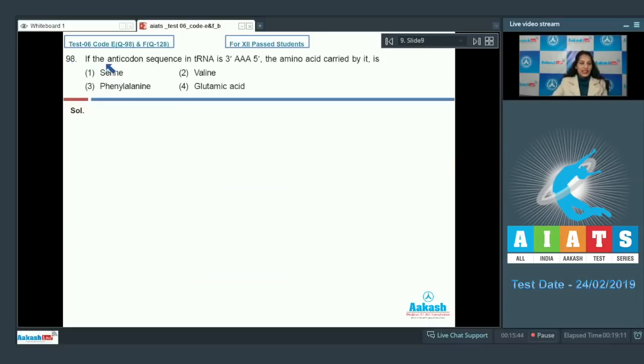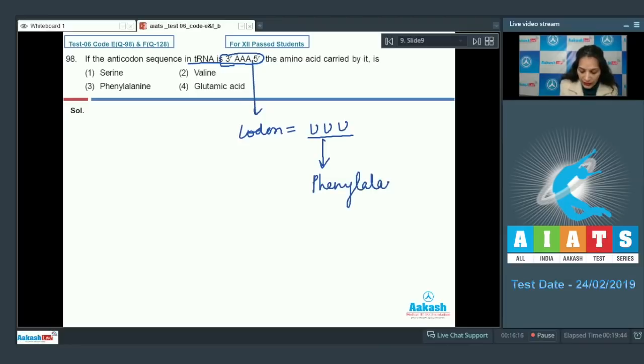Question number 98. If the anticodon sequence in tRNA is 3' AAA 5', the amino acid carried by it is first option serine, second valine, third phenylalanine, fourth glutamic acid. If the anticodon sequence in tRNA is this, then the sequence of the codon will be UUU, and UUU codes for phenylalanine. So the correct option for the given question is option number 3. It was a very easy question and memory based.